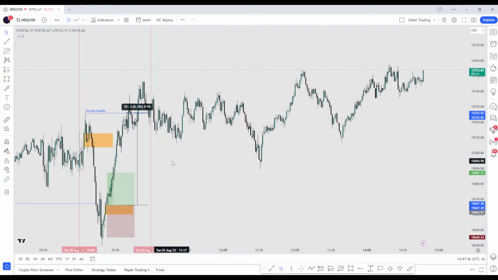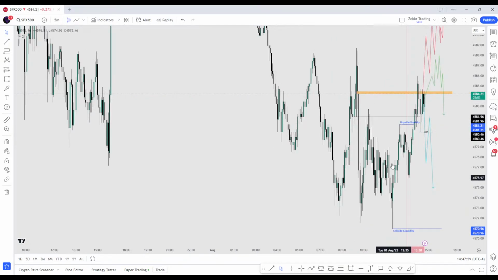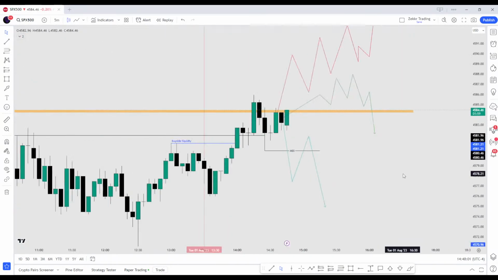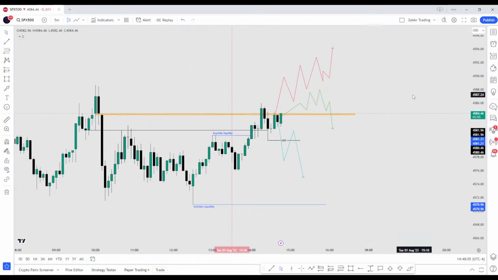Someone told me silver bullet works just on 5 minutes. Silver bullet works on 1 minute, 2 minute, basically every minute time frame until 15. I wouldn't go above 15 because it's only a 1 hour window at the end of the day. But silver bullet works on every time frame from 1 to 15.